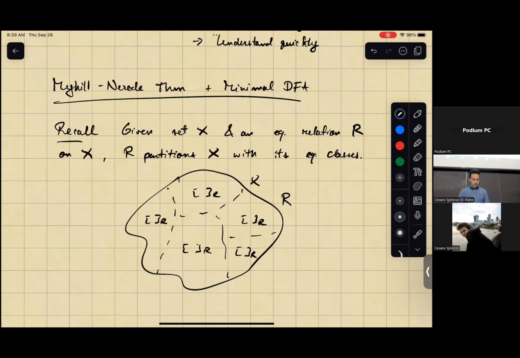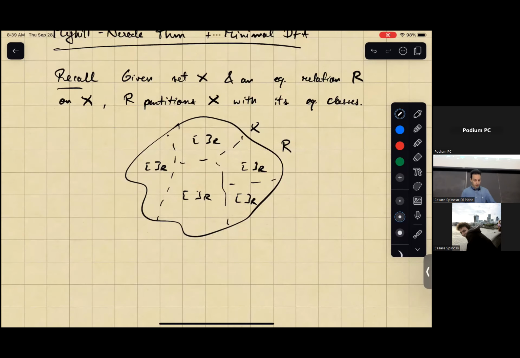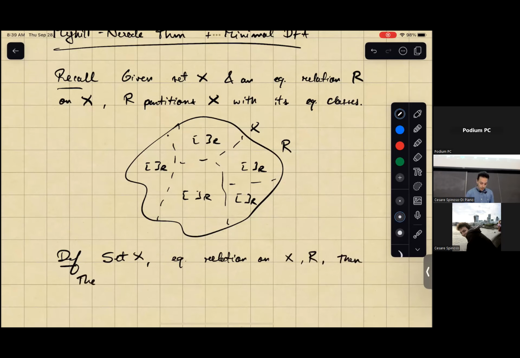Now that you have that refreshed, let's define a new property of equivalence relations. Suppose I have a set X and an equivalence relation on X, let's call it R. Then the index of R is its number of equivalence classes.